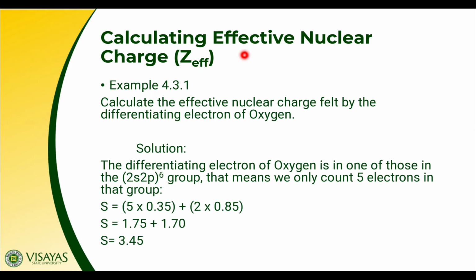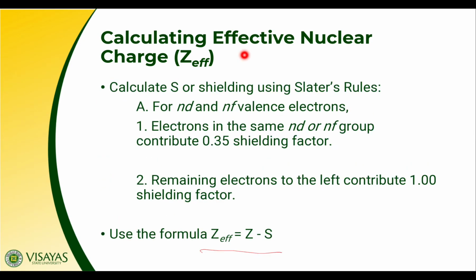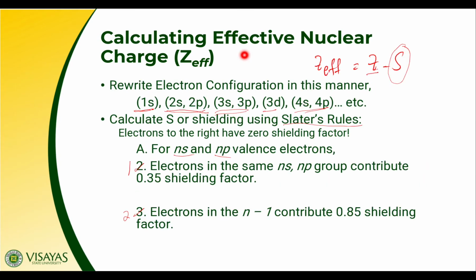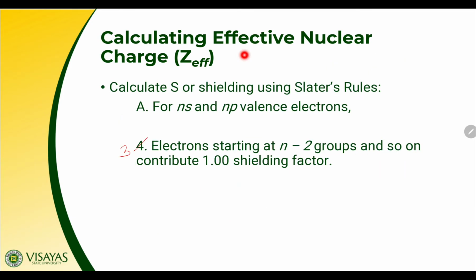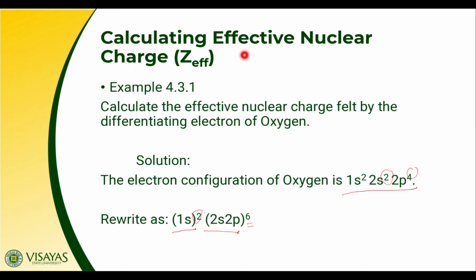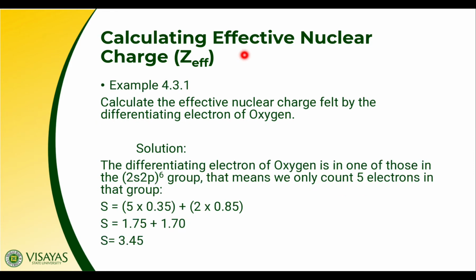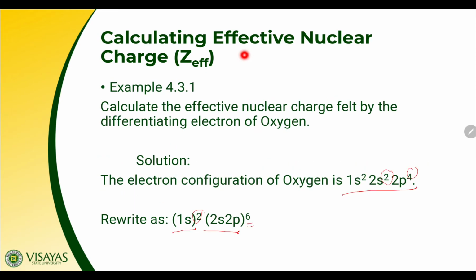Okay, for the solution, the differentiating electron of oxygen is in the 2s and 2p group. That means we only count 5 electrons in that group. As I've said before, electrons to the right have 0 shielding factor, so we subtract 1 from the total electrons. So we start with the 2s and the 2p, minus 1, so we only use 5 electrons times 0.35. The rule is, if it's in the same ns np group, let's go back.